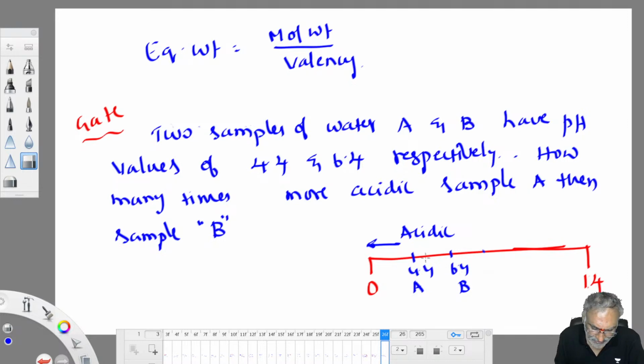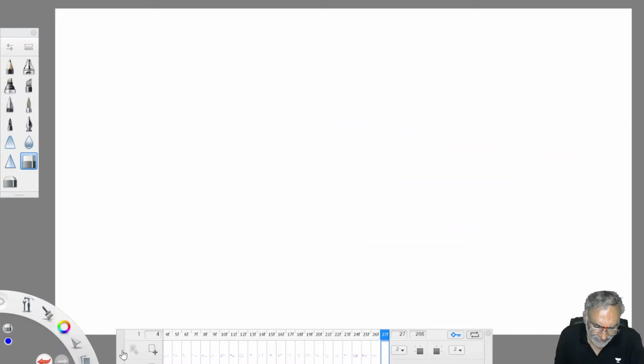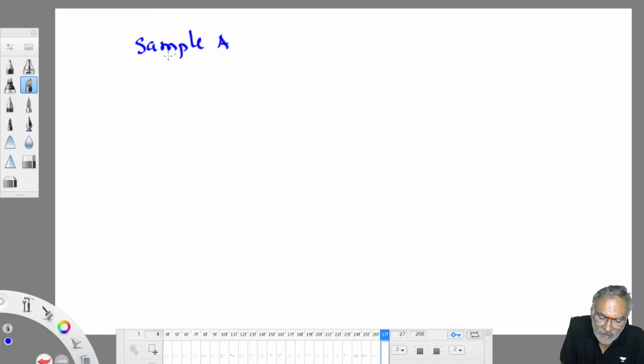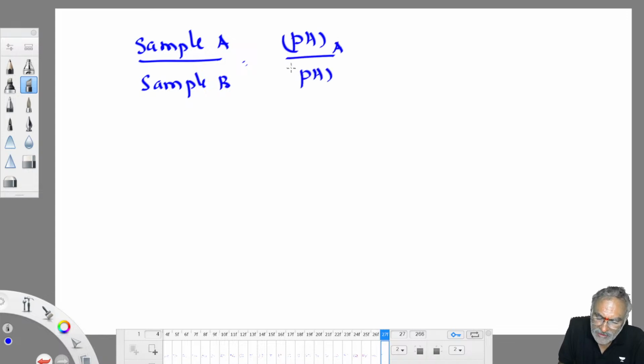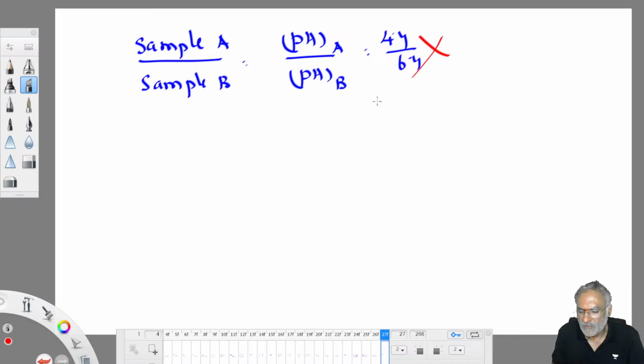But how many times is he asking? Okay, so let us see. Work out the ratio, sample A by sample B. Sample A by sample B means pH of A by pH of B. But you cannot involve pH straight away because there is a logarithmic term in that. This is wrong. If you write pH of A by pH of B, 4.4 by 6.4, this is the wrong way of doing things. We should not involve pH straight away in calculation.